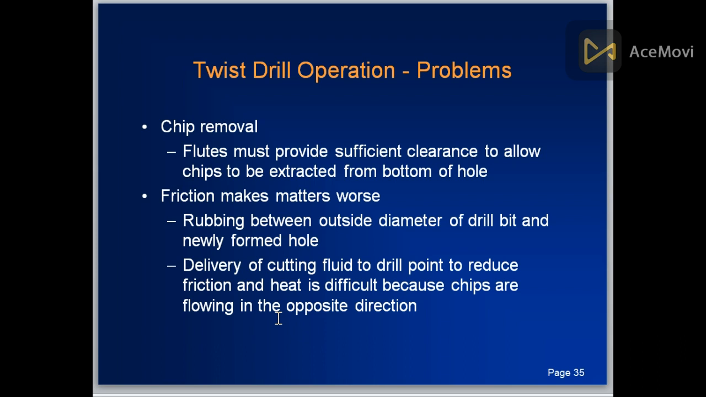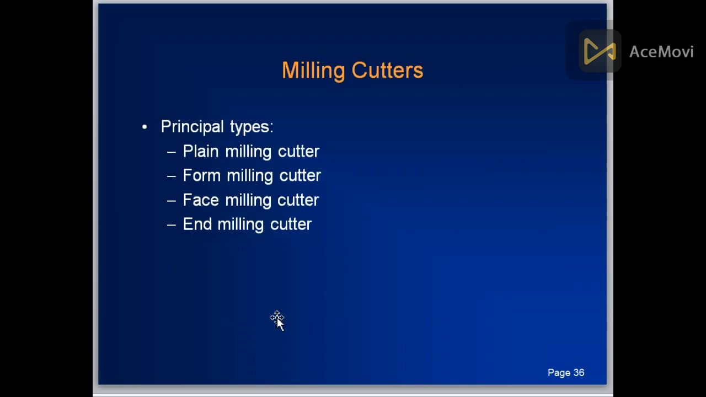Twist drill operation problems. What are the basic problems? Chip removal, that is, how to remove the chips from the hole. Fluid must provide sufficient clearance to allow the chips to be extracted from the bottom. Friction makes matters worse. Rubbing between the outside diameter of the drill bit and the newly formed hole, delivering of the cutting edges. These are some kinds of problems.